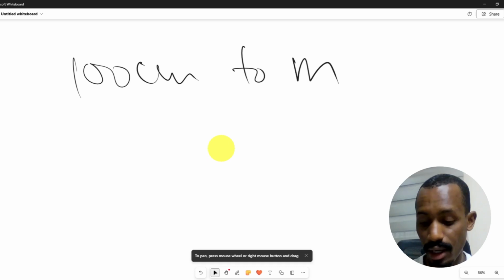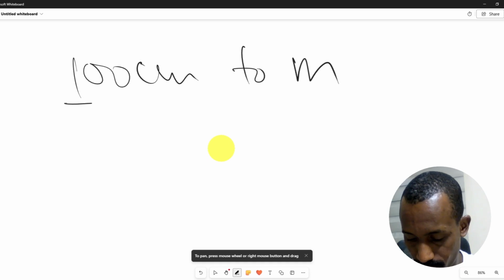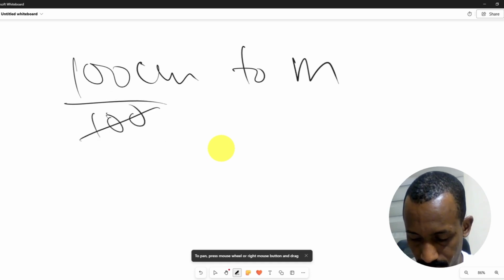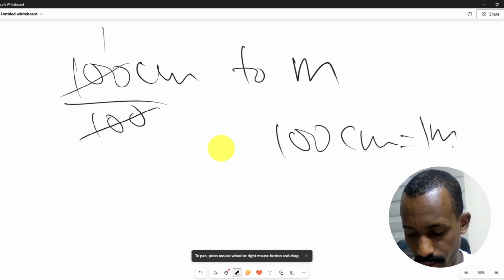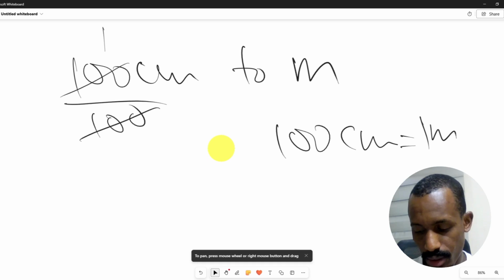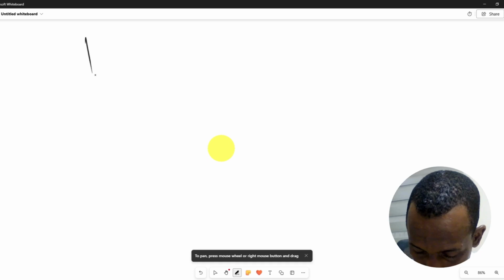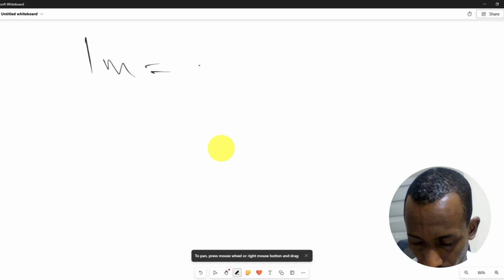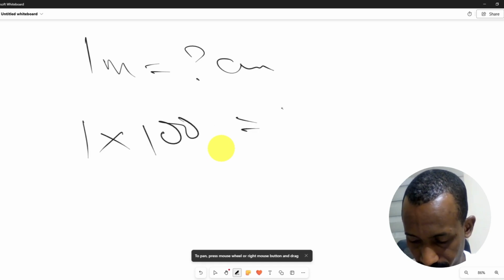So what do you do when you are moving from small to big? You divide by the rate. Let's say their rate is 100, right? You divide here by 100, so this cancels this. So 100 divided by 100 is 1. All right, so that means that 100 centimeters is equal to 1 meter. In the same way, if you want to move from meter to centimeter, what do you do? You multiply by the rate. Let's say 1 meter should be equal to how many centimeters? You say 1 times 100, then that will give you 100 centimeters.